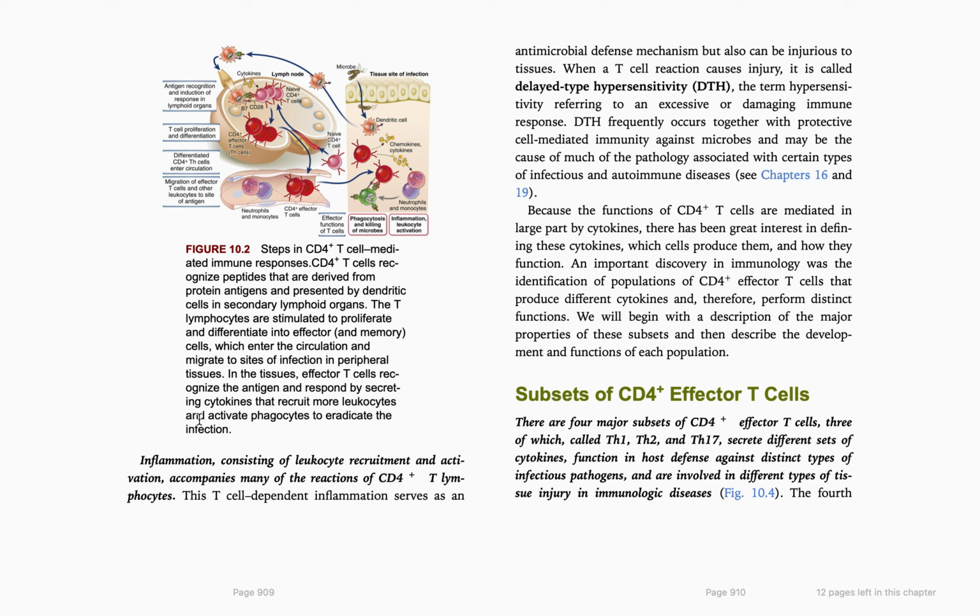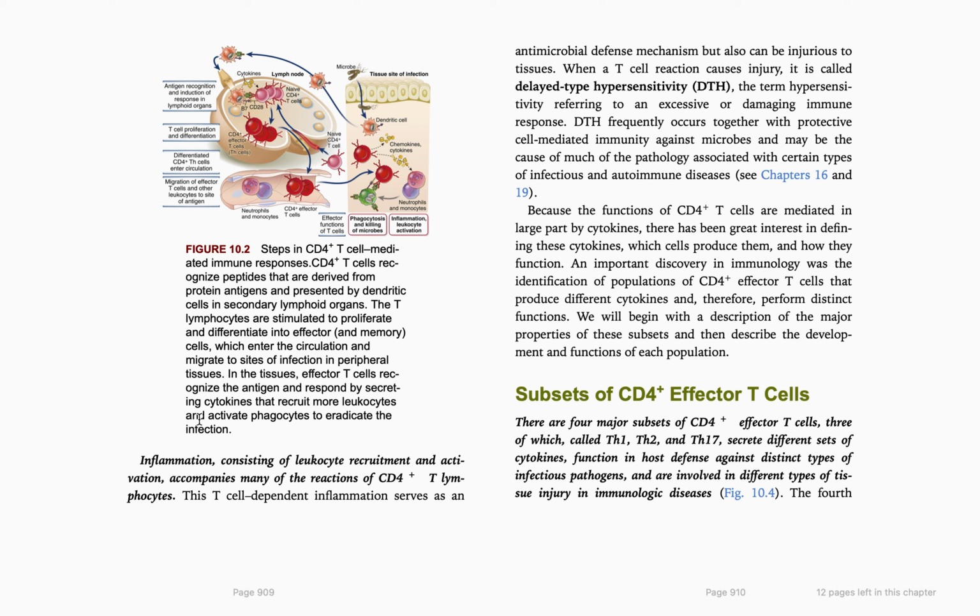The delayed type hypersensitivity frequently occurs together with the protective cell-mediated immunity against microbes and may be the cause of much of the pathology associated with certain types of infectious and autoimmune disease, as we will see in chapter 16 and chapter 19. Because the functions of CD4 plus T cells are mediated in large part by cytokines, there has been great interest in defining these cytokines, which cells produce them, and how they function.